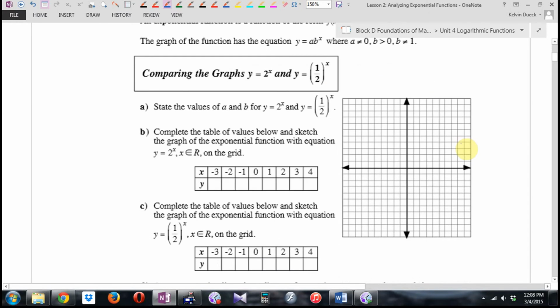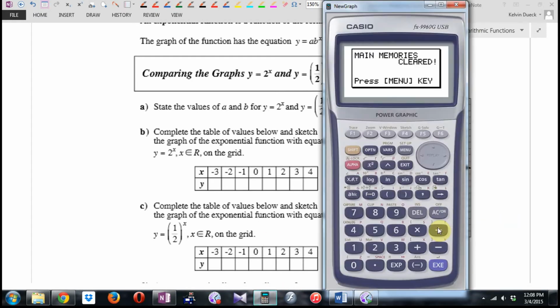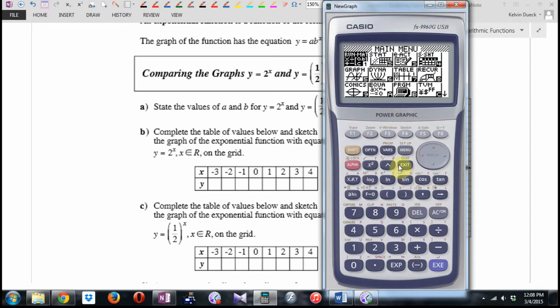Let's compare 2 to the x and 1/2 to the x. By the way, how are 2 and 1/2 related? One's the reciprocal of the other. Okay, we'll talk about that. First thing we're going to do is open up our graphing software, if you haven't already. Just a reminder, my menus are in different locations. My graph is option 5. What's your graph? Option 3. Okay, so go to option 3. I'm going to go to option 5.